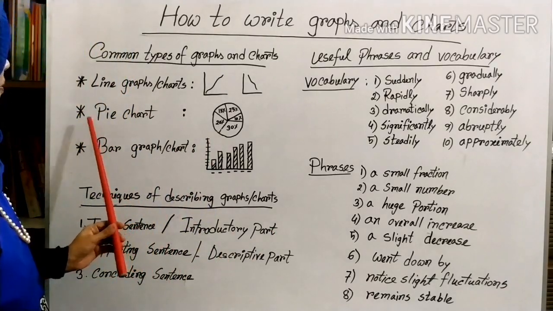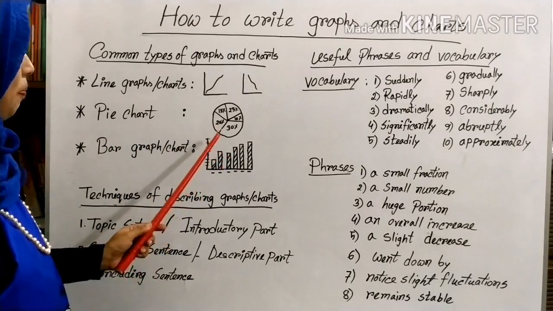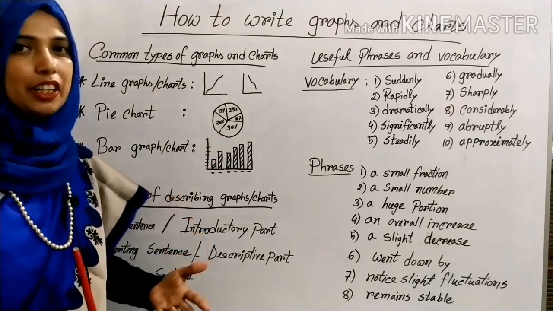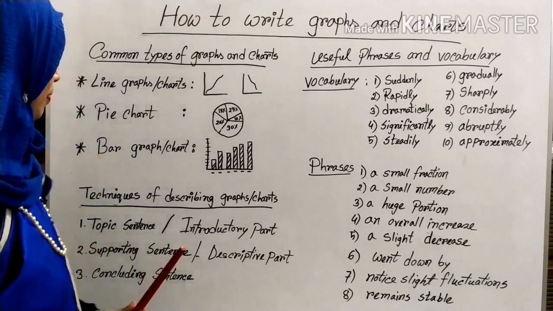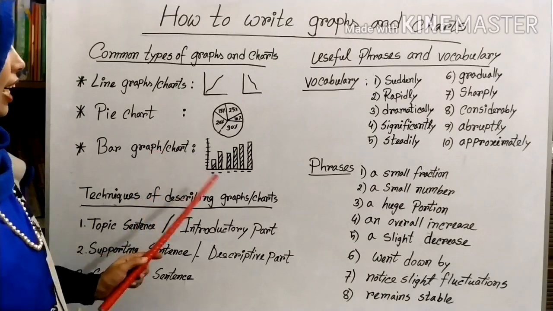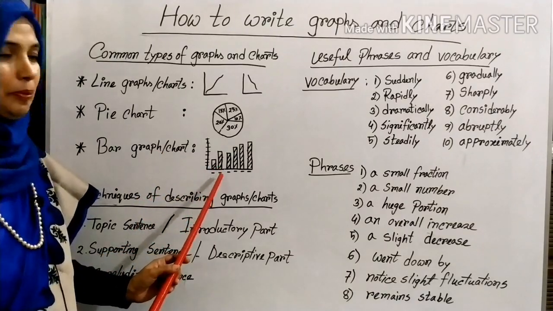Secondly, you can see the pie chart, and here is the picture. The shape of the picture is just like a pie or pizza. And next you can see the bar graph or chart, and here you can see the picture.